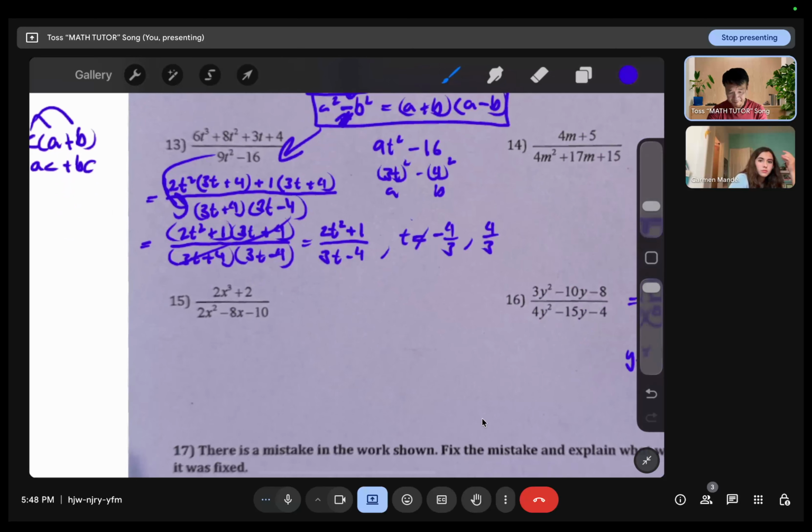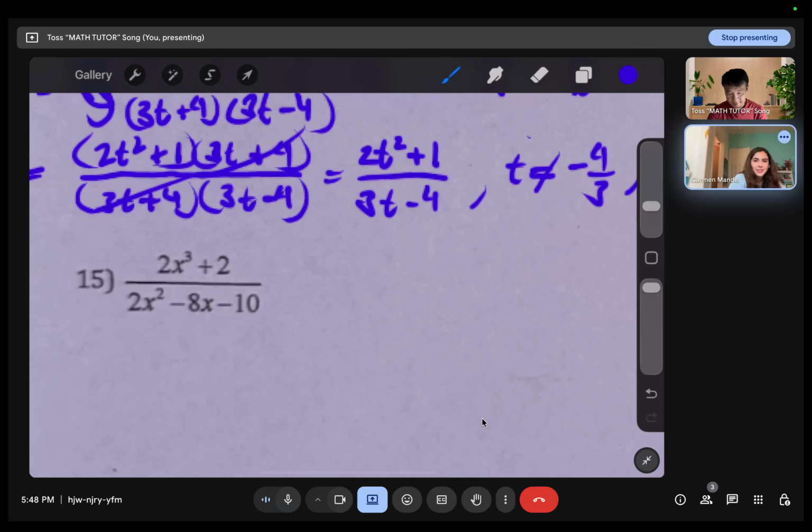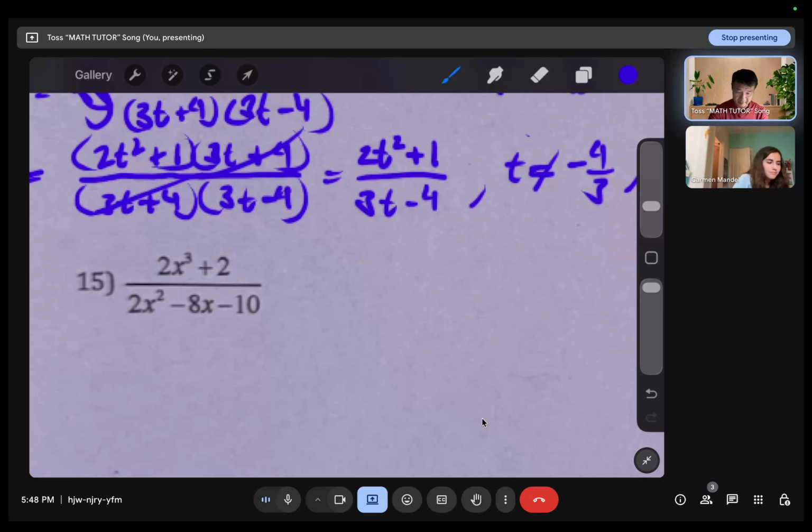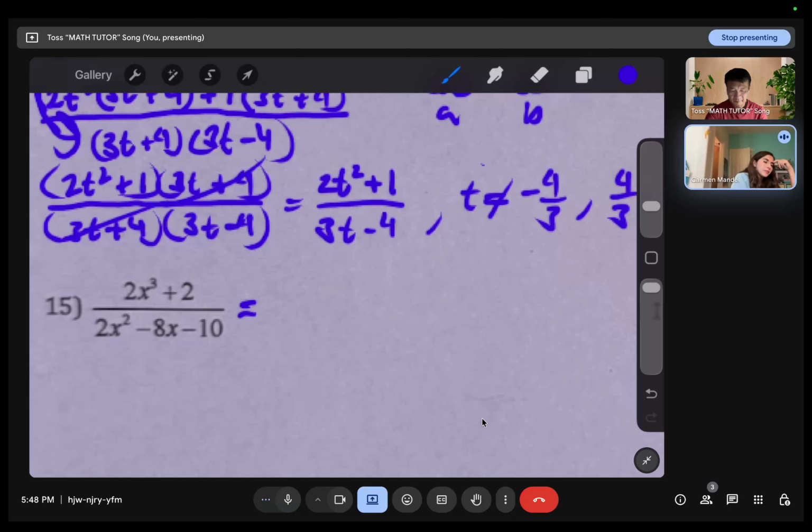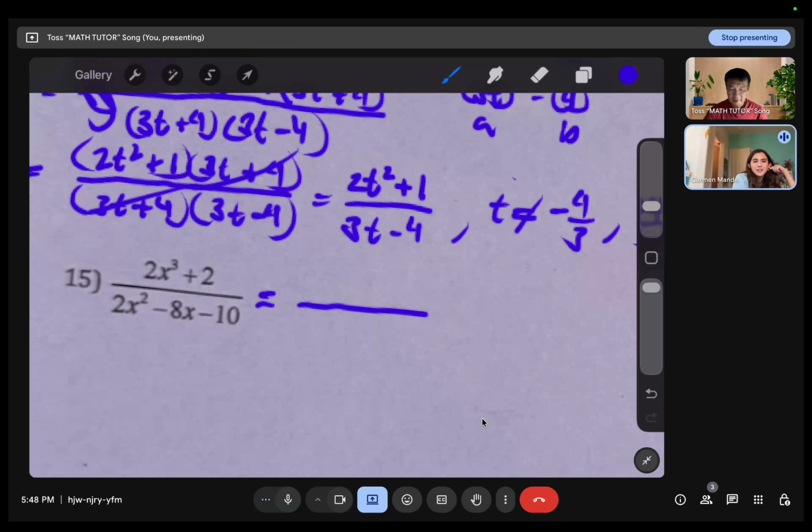Should we work backward? Yeah, let's work backward. Now, check this out. They gave you a good one here. So what do you think you should do here first? The a plus b, a squared minus ab plus b squared, that thing, right? Yes, but not quite right away.